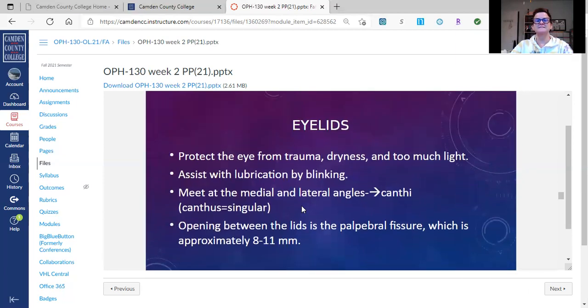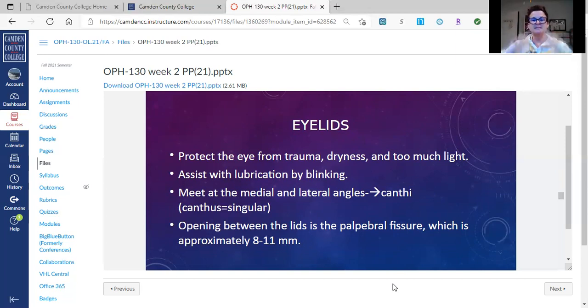The eyelids, right? They protect the eye from trauma, dryness, and too much light. They also assist with lubrication when blinking. So what happens is, if my hands here are the upper and lower lids, every time your lids blink, they're kind of like little windshield wipers, right? They blink and they put a nice fresh layer of tears over the front part of the eye.